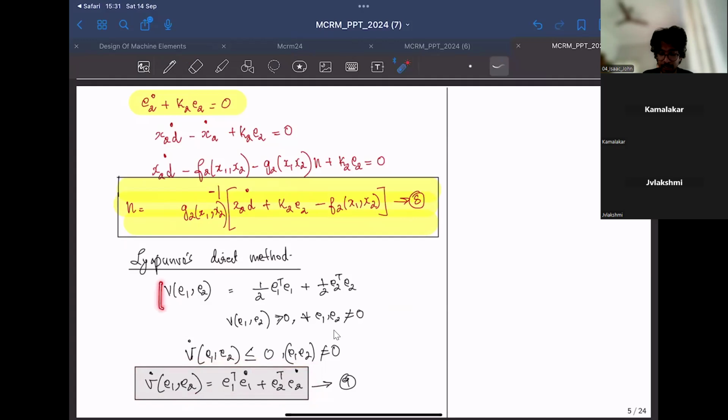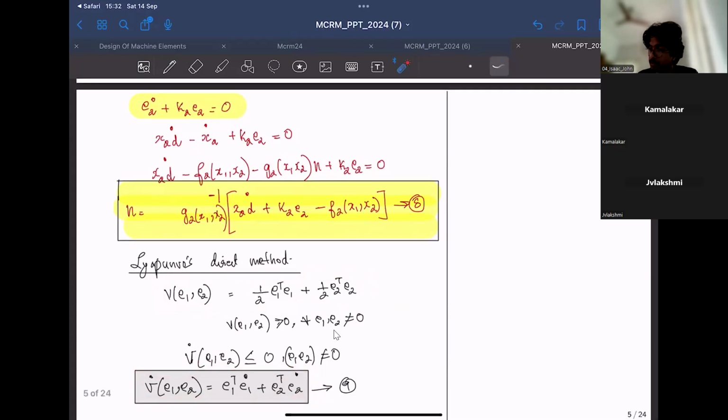But if you are able to find a function like this, a positive definite function, and if you are able to prove that the derivative is always going to be less than 0, then that guarantees that your system is always going to be stable. So how do we find out each of these terms? This E1 is basically the difference between the desired state and the actual state of the first subsystem. I'll label this as equation 10.